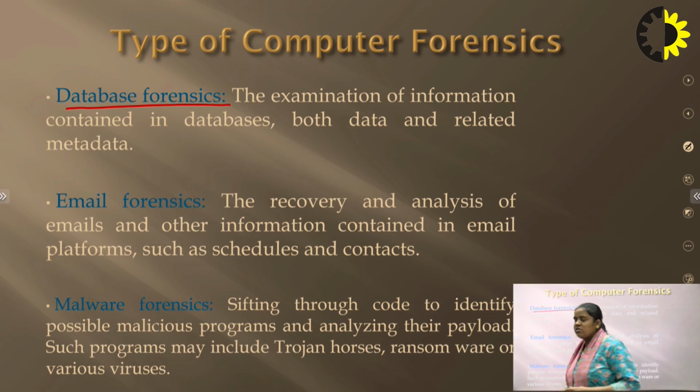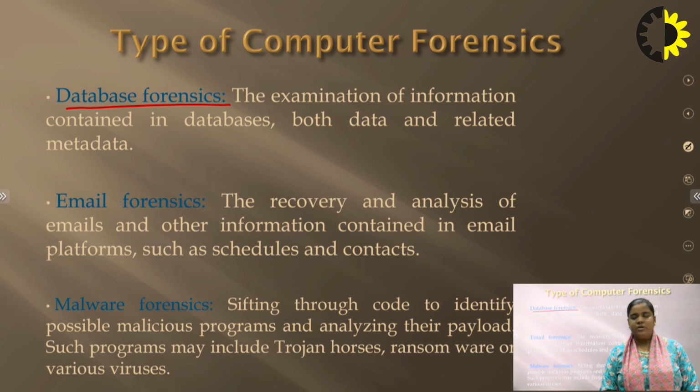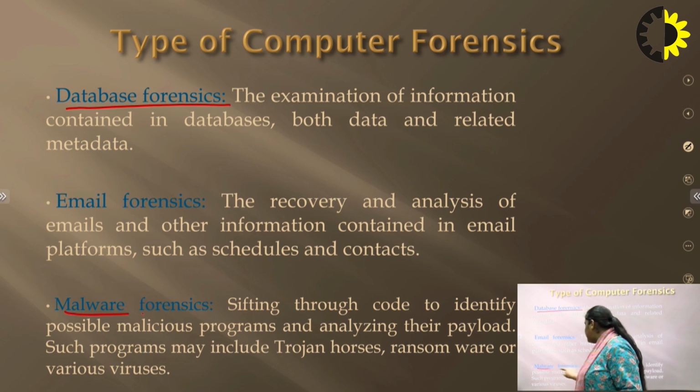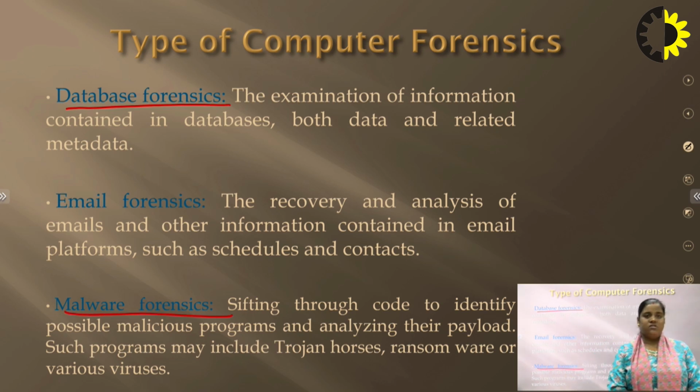In database forensics, we collect information about the data and the metadata. The second one is email forensics. In email forensics, we collect the information about the sender and the receiver. The third one is malware forensics. In malware forensics, we collect information or patterns related to any kind of suspicious activity, including Trojan horse activities, some spyware software, and others.